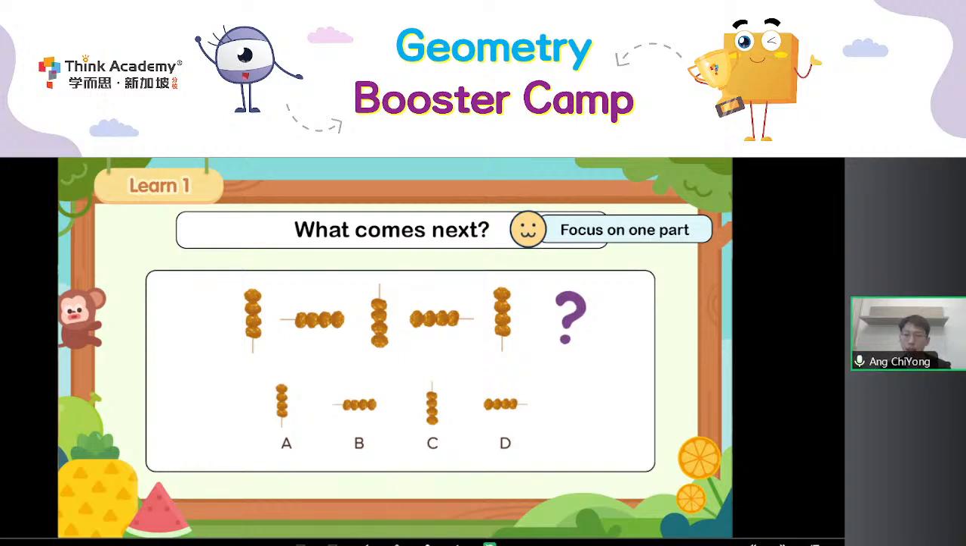Now I'll teach you how to do this. We focus on which part? I think we can look at the stick part over here because it looks a bit small. It's easy to spot. Okay, look at this sticking out part. The stick, it's at the bottom.